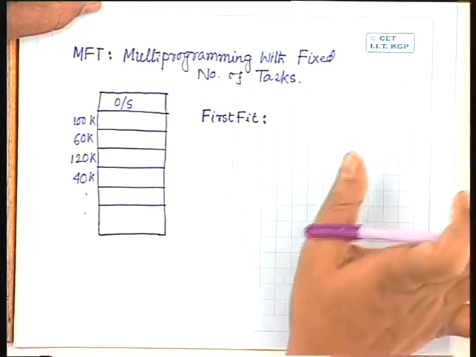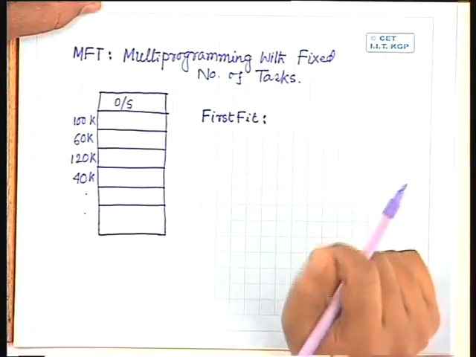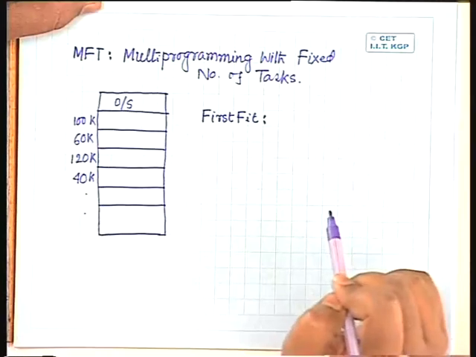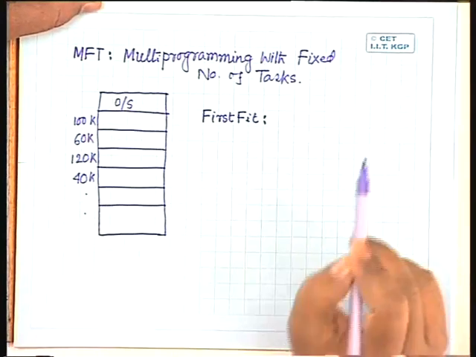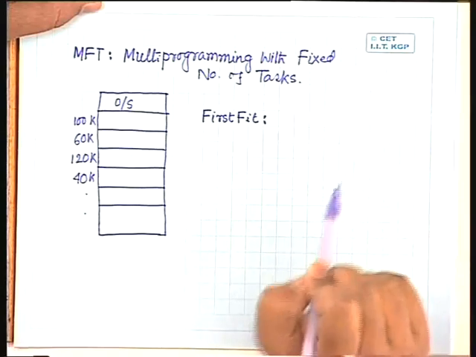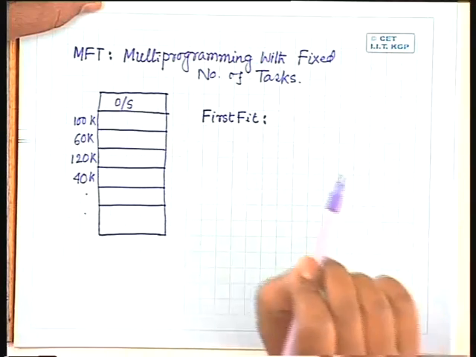What is this first fit algorithm? I can have a number of partitions which are free, and the information of all of them is kept in the table. What the loader can do is scan the table starting from the first entry. Whenever it finds a partition whose size is more than the required size and the partition is free, that partition can be given to that particular job.